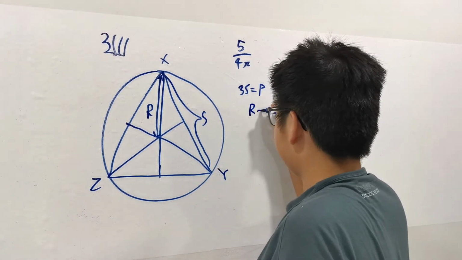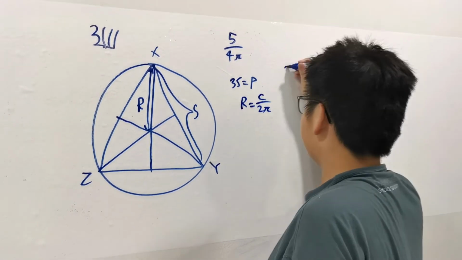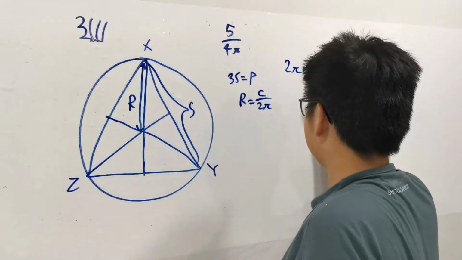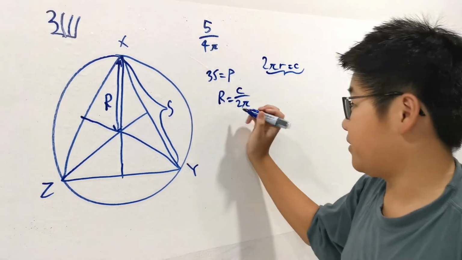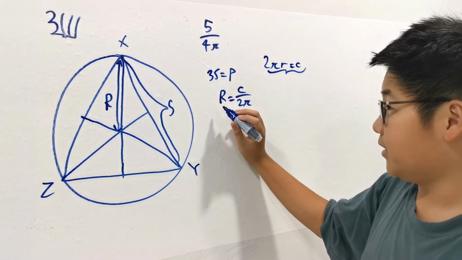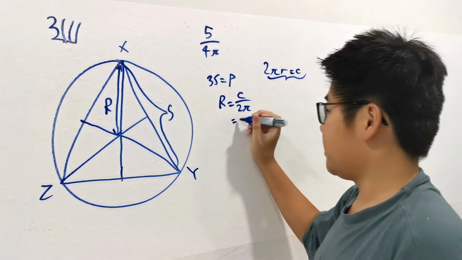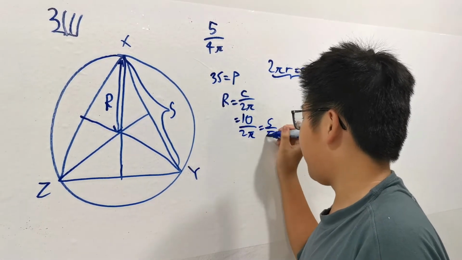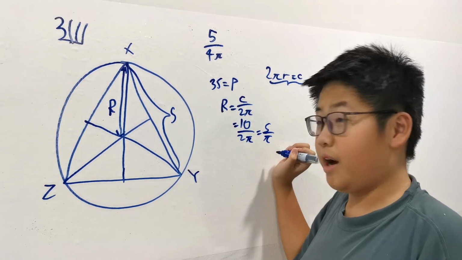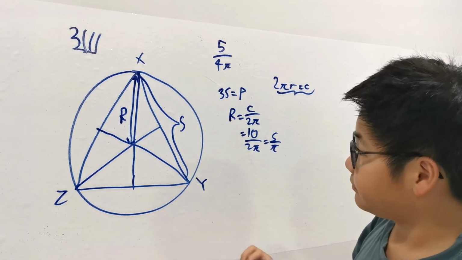So R equals C over 2 pi. It comes from the definition of circumference. This is the definition of circumference, and then we rearrange it, with small r for the radius and capital C for the circumference, which is 10. 10 over 2 pi equals 5 over pi. Interesting, right?